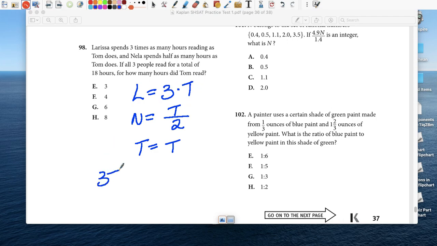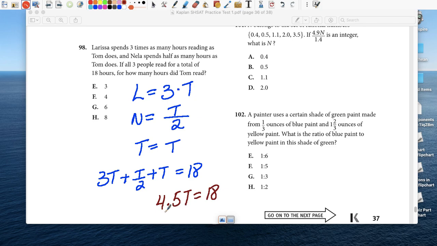So we get 3t plus t over 2 plus t equals 18. So it's 3t. Now remember, there is an invisible 1 over here. Okay, so 3t plus half a t plus t is actually going to give us, you can write a decimal, you can write as a fraction, doesn't matter, 4.5. I'm just going to write as a decimal, 4.5t equals 18, right?